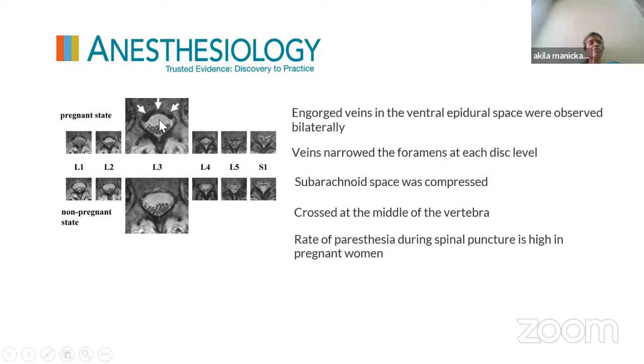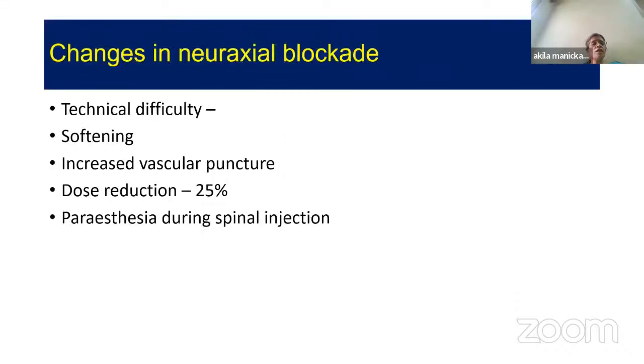This engorged vertebral venous plexus is responsible to a certain extent for the decreased recurrence. And in addition, because of the subarachnoid space getting compressed in the L4 and L5 space, when you give a spinal, the rate of paresthesia during spinal puncture is also quite high in pregnant women. And there is often a technical difficulty, which we have already told. There is softening of ligaments and increased incidence of vascular puncture, because one is engorgement, second it is bilaterally present, and it is also present in the midline.